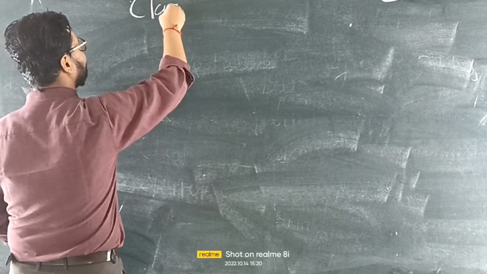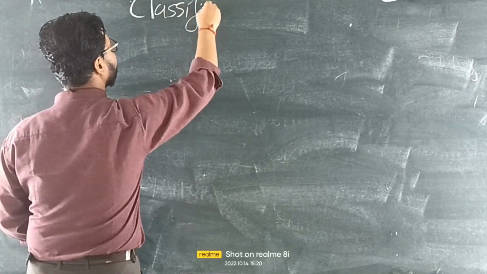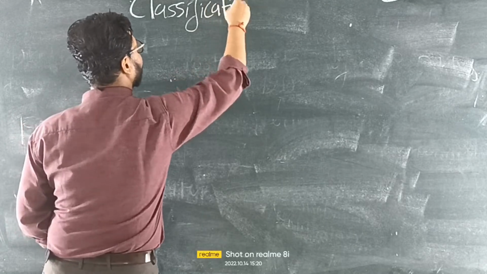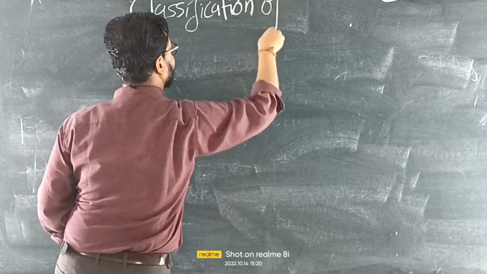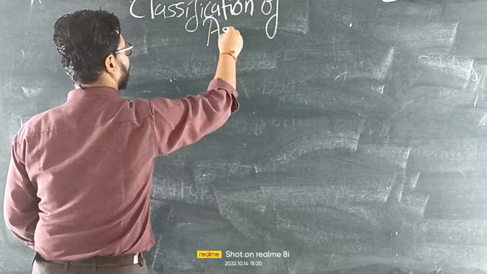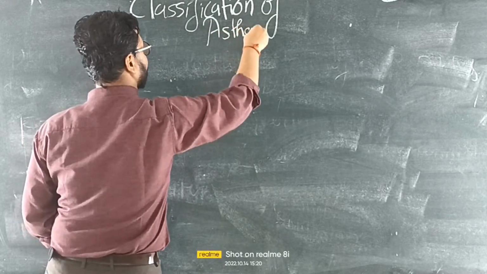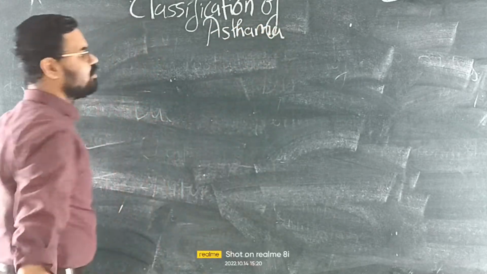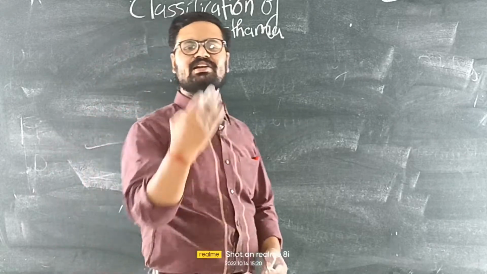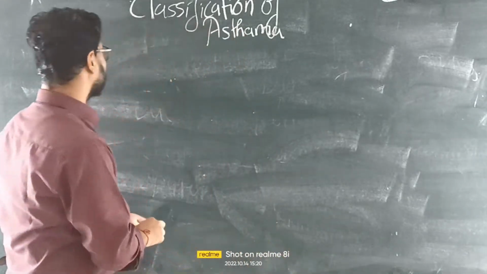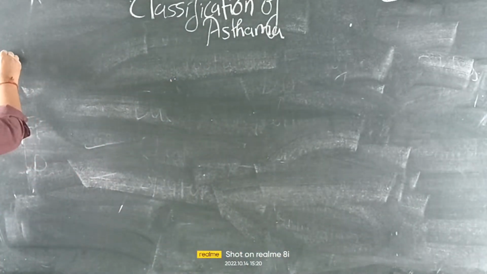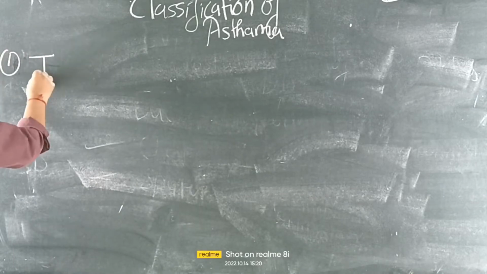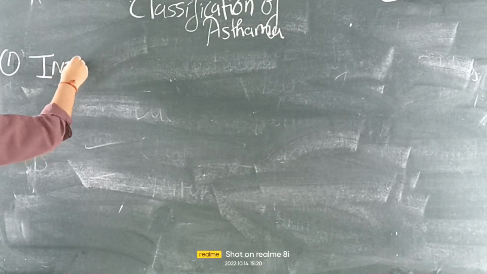Classification of asthma. What are the classifications? Basically, asthma is generally classified into 4 types. The first one, intermittent asthma.